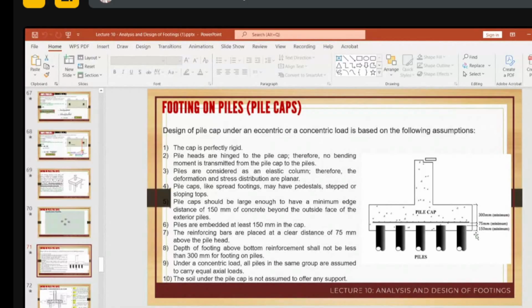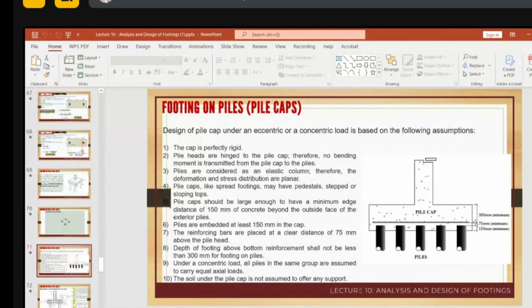You have the minimum anchorage of our pile cap, 150 mm from the top of the piles. And then from that, there's a covering of 75 mm towards the main reinforcement. And then you have a minimum of 300 mm from the main reinforcement.